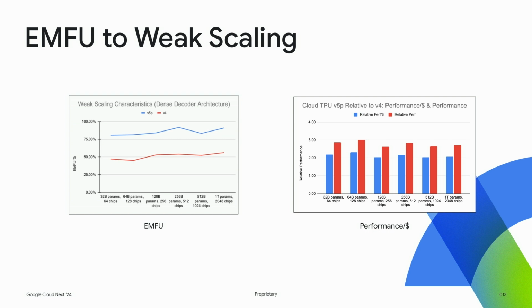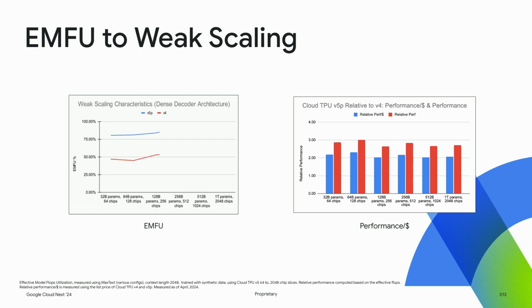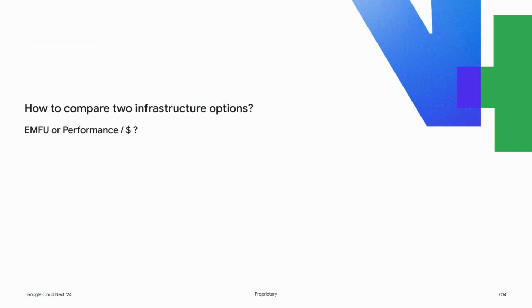Now, consider this question. How to compare two infrastructure options? So far, we have learned that performance per dollar or the effective model flop utilization matters, and yes, indeed it does. So we consider performance per dollar. But is that enough? At what scale? Are we going to consider the same number of accelerator chips for the two systems? You may guess probably not, because they are vastly disparate in many, many respects.